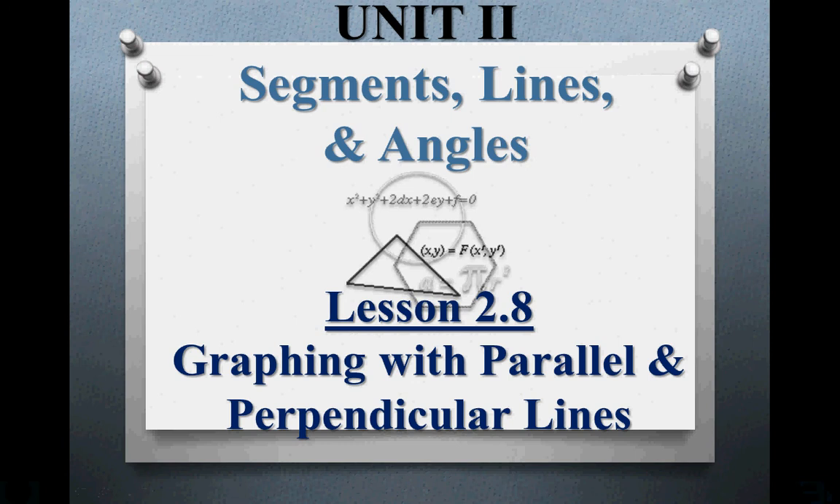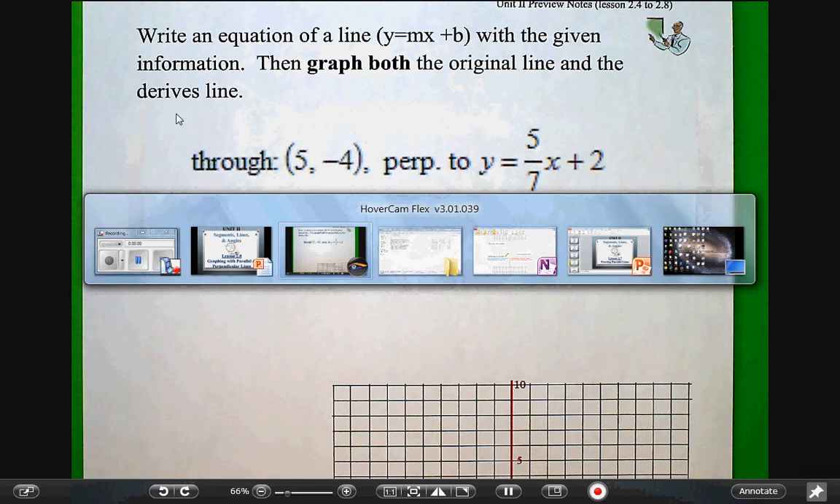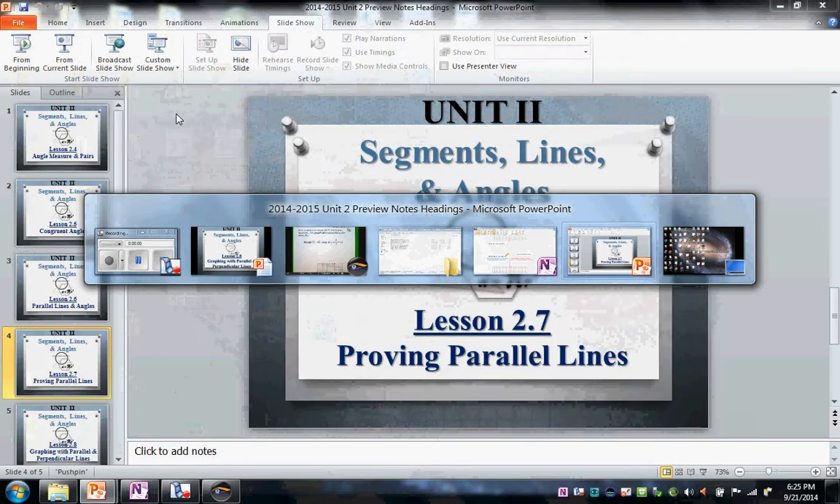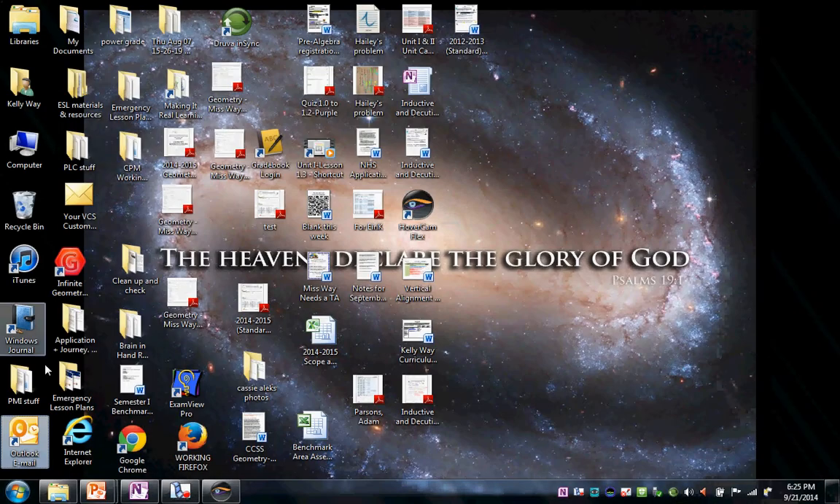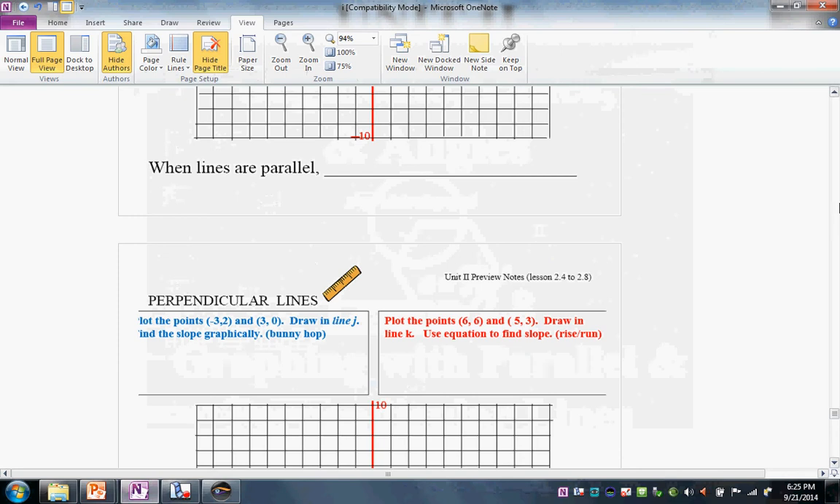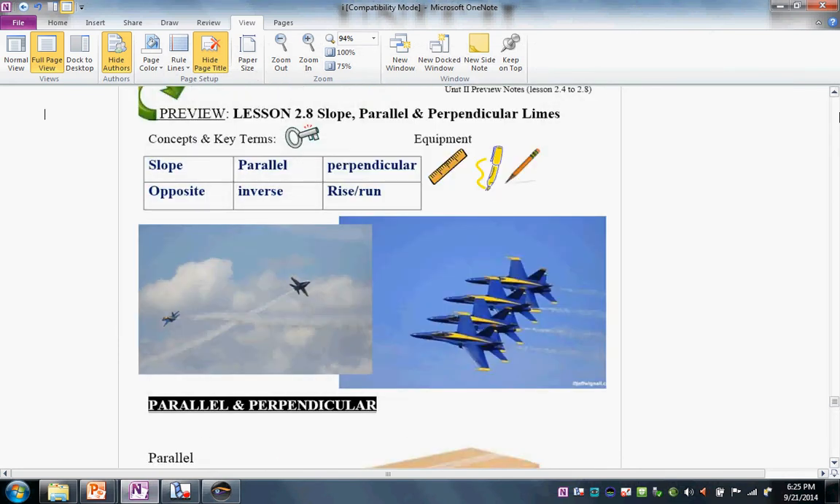This is Unit 2, Segment Lines and Angles, Lesson 2.6. We're graphing with parallel and perpendicular lines. So you are taking a look here. And these are the things we're going to talk about: slope, parallel, perpendicular, opposite, inverse, and rise over run.